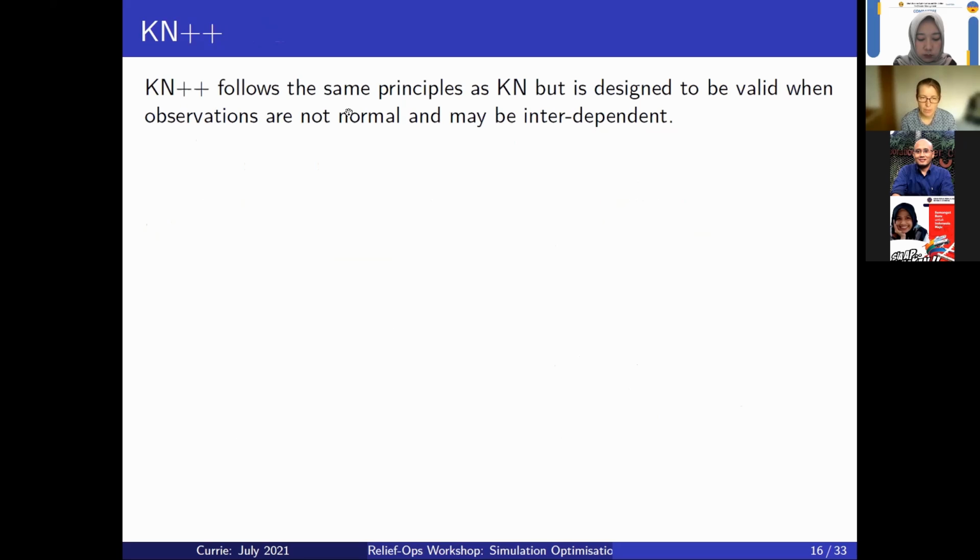Now, KN++ follows almost exactly the same principles as KN, as you might expect. It builds on KN, but it's designed to be valid when observations are not normal and when there might be some interdependency. A time when there might be interdependency is when you use a technique called common random numbers. Now, I don't have time to go into the full details of common random numbers today, but essentially with common random numbers, what you are trying to do is to treat every design fairly.